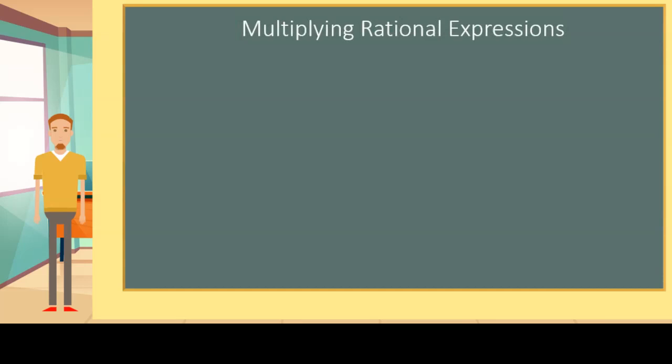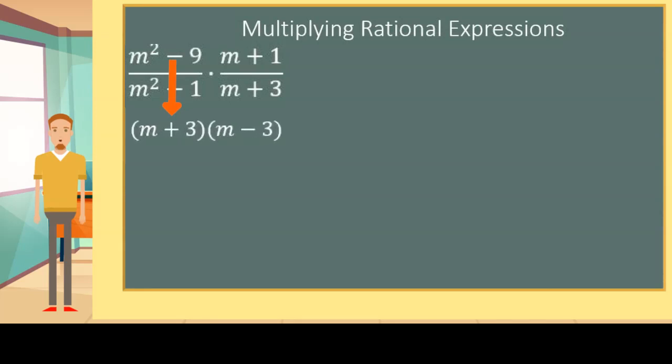Next example. Find the product of m² minus 9, over m² minus 1, and m plus 1, over m plus 3. m² minus 9 is a difference of two squares. Its factored form is m plus 3, times m minus 3. Also, m² minus 1 is a difference of two squares. Its factored form is m plus 1, times m minus 1.